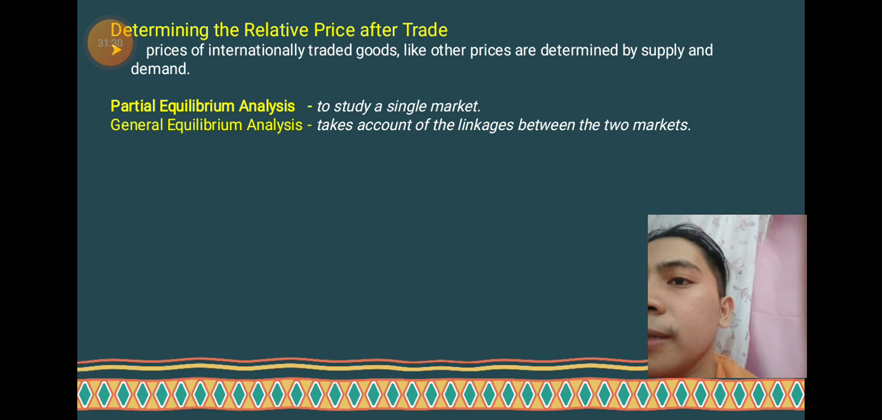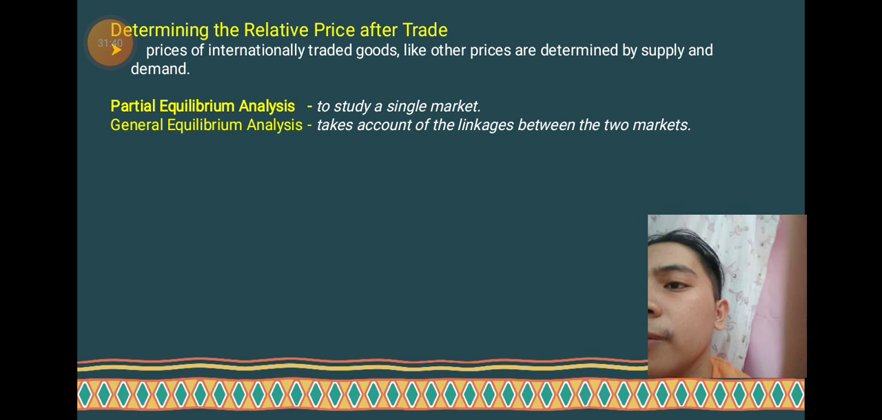Determine the relative price after trade. Prices of internationally traded goods, like other prices, are determined by supply and demand. Partial equilibrium analysis studies a single market. General equilibrium analysis takes account of the link between the two markets.